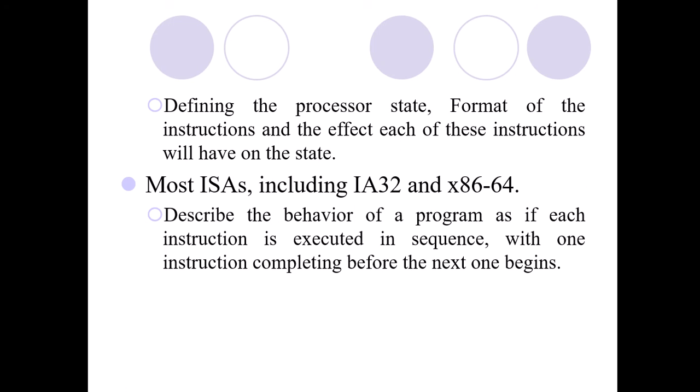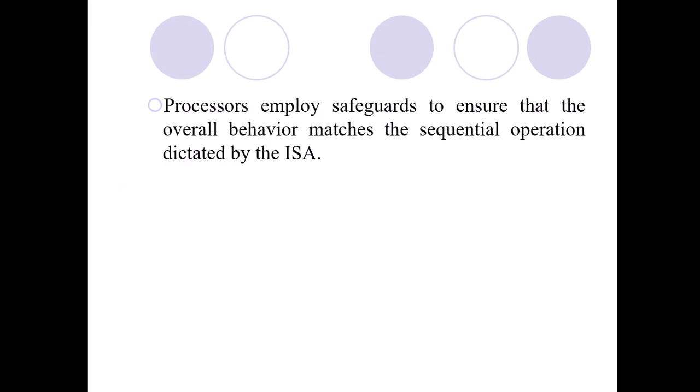It actually describes the behavior of a program as if each instruction is executed in a specified sequence, with one instruction completing before the next one begins. So processors employ safeguards to ensure that the overall behavior matches the sequential operation dictated by the ISA.